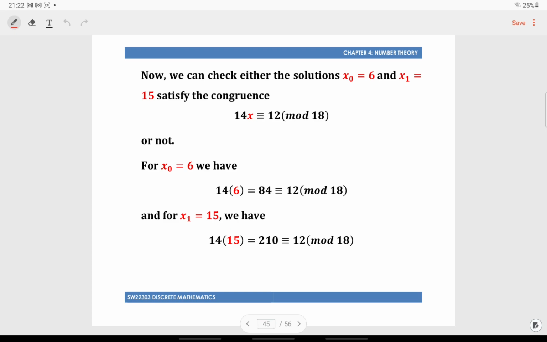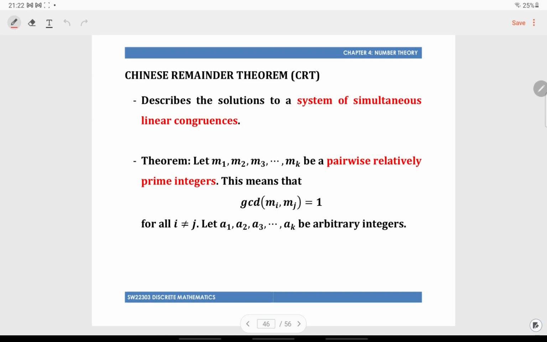So you can check, just substitute the value x equal to 6 and 15 and see whether the following 2 congruences hold or not. So they hold, so that means our answers are verified.